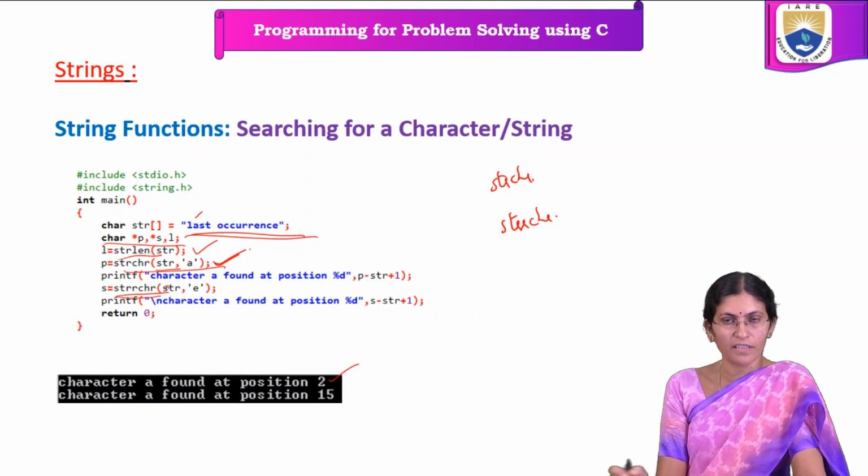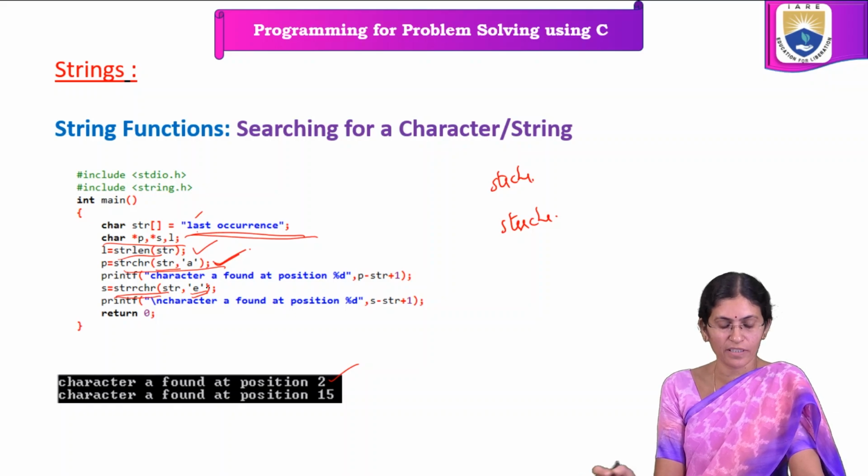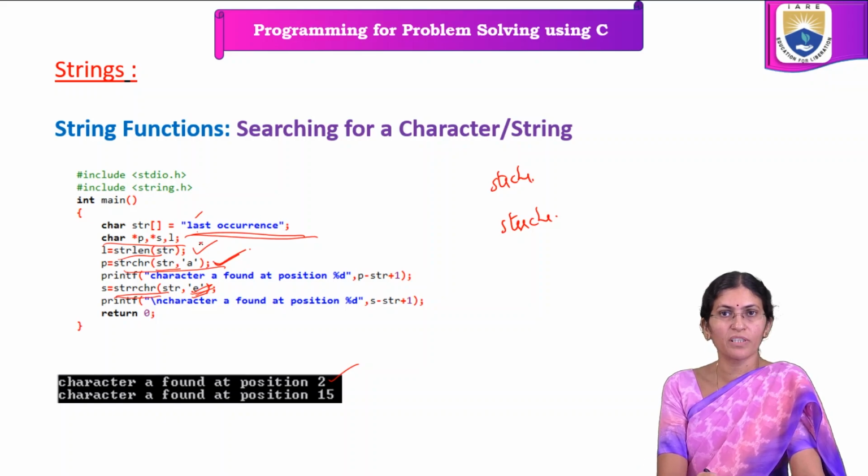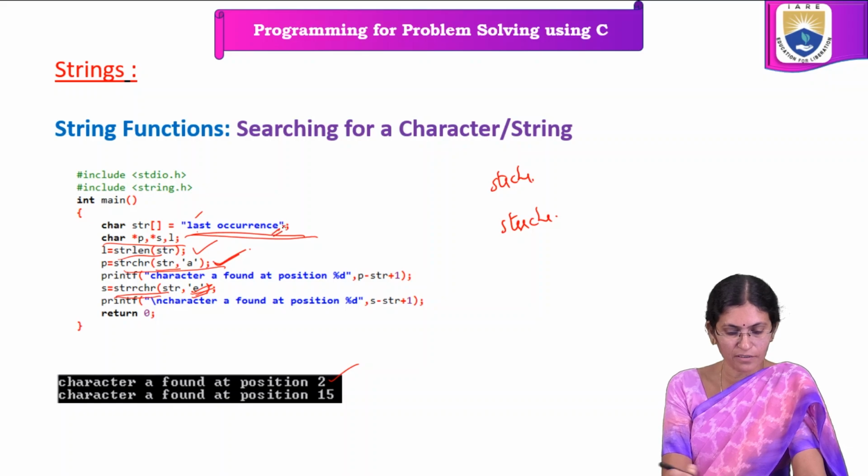Next, if you apply strrchr for this string, it takes two arguments, str comma e here. Suppose e is the character to be found in this string, then it searches in reverse order. It searches from the end of the string. So at the end of the string, we have e at this point. So here, this is the output of this.